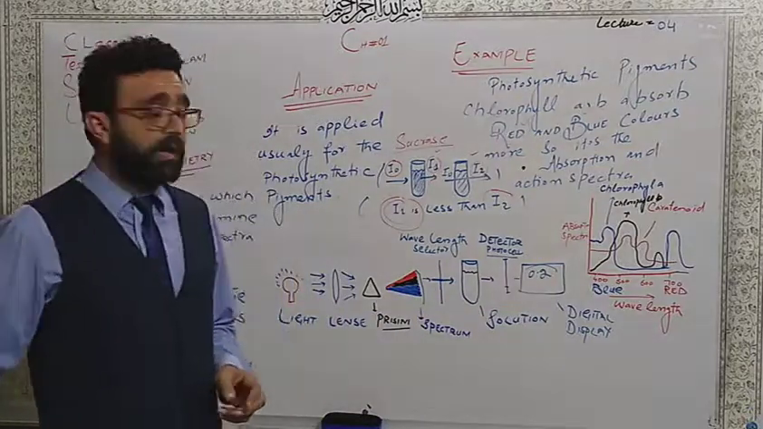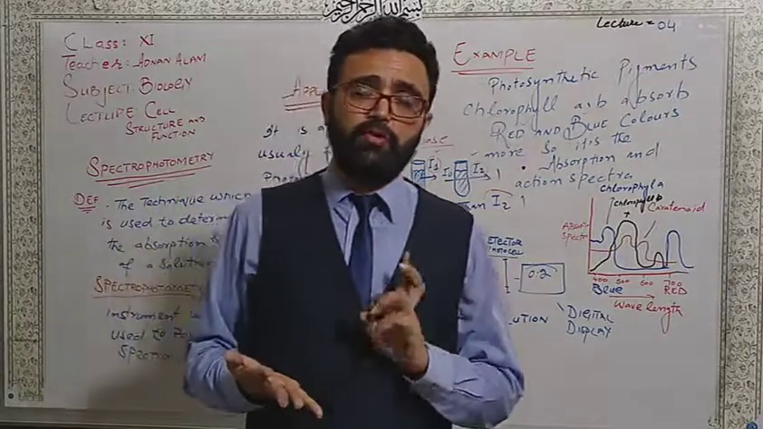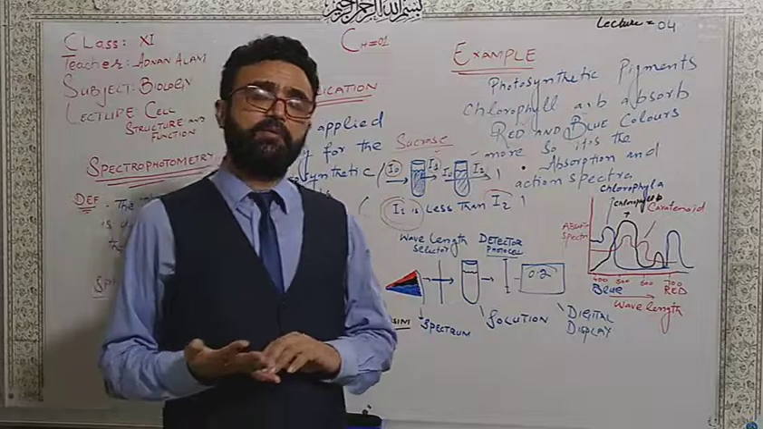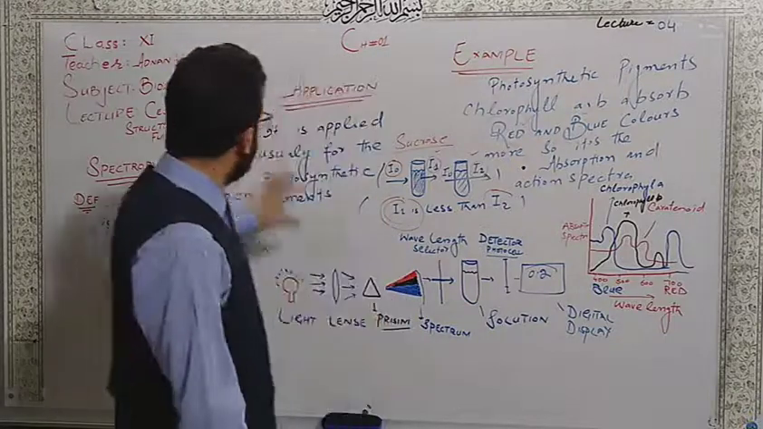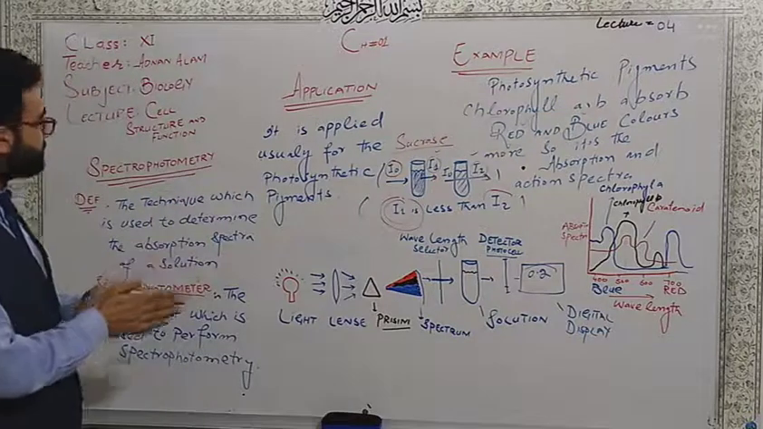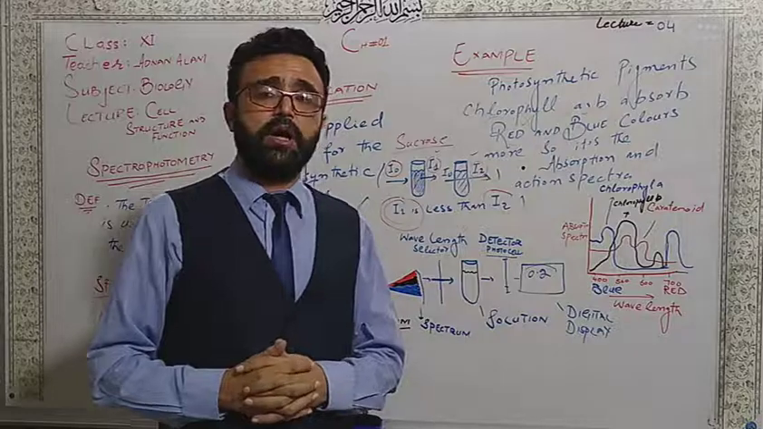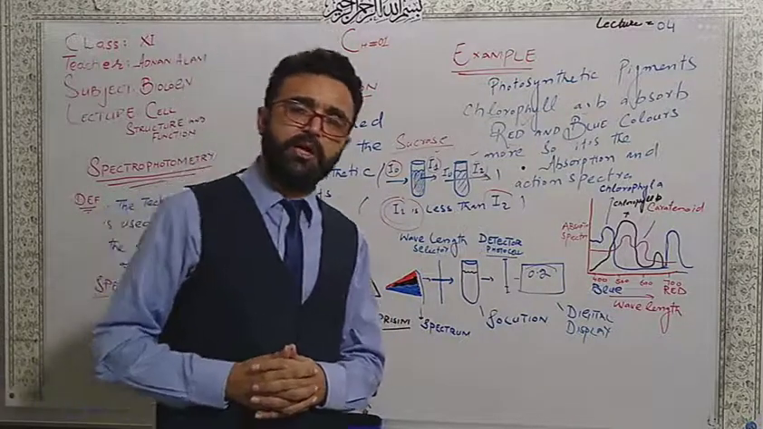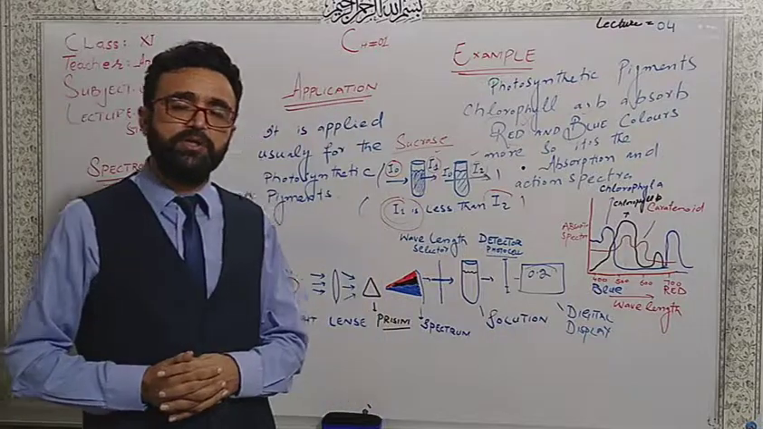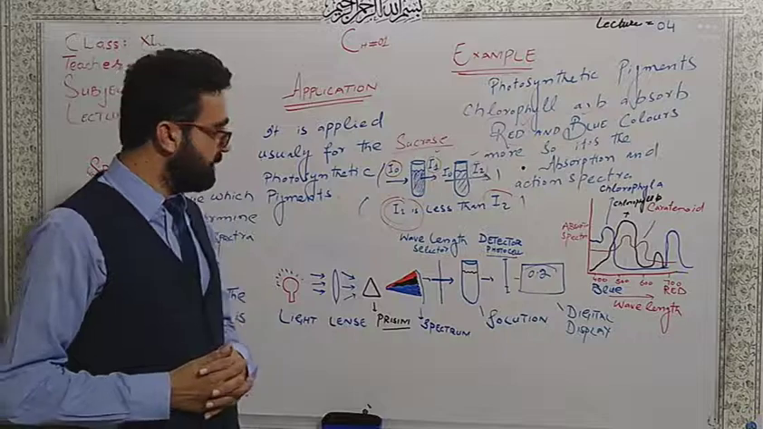It is important to remind you that, just like chlorophyll, carotenoids are also photosynthetic pigments and they play a vital role in the process of photosynthesis. So my dear students, it was all about spectrophotometry, and next we are going to discuss microscopy and micrometry. After that, we will start the cellular organelles.